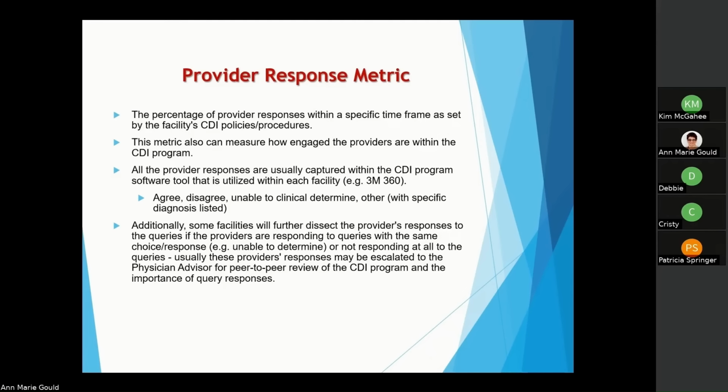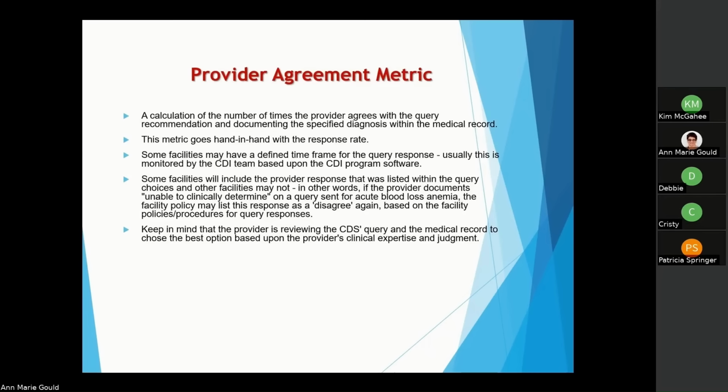Additionally, some facilities will further dissect the provider responses to the queries. If the same choice is always taken, like unable to determine, or they disagree with all of them, or not responding at all, usually these provider responses are escalated to the physician advisor for peer-to-peer review, based on the facility I worked at. That was the escalation process. Now, your agreement metric is the calculation of the number of times the provider agrees with the query recommendation and documents that diagnosis within the record.